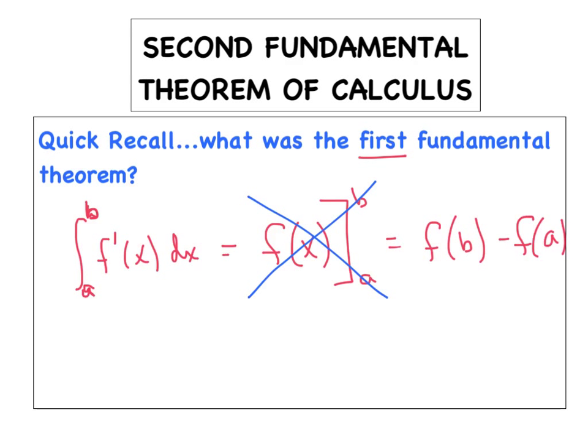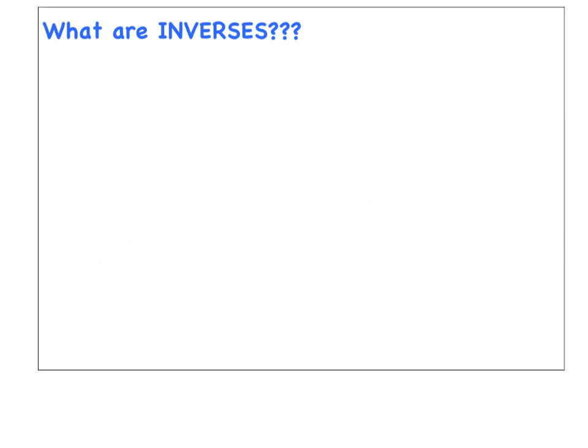And the important concept there was that whatever function you started with here, the function over here on this end would be his antiderivative, and you just plug the bounds in the right order. So that was the first fundamental theorem, and again, that was a technique that we used in order to evaluate a definite integral. So before we get into the second fundamental theorem, I just want to build a strong conceptual understanding of what inverses really are in more generic terms within the realm of math.